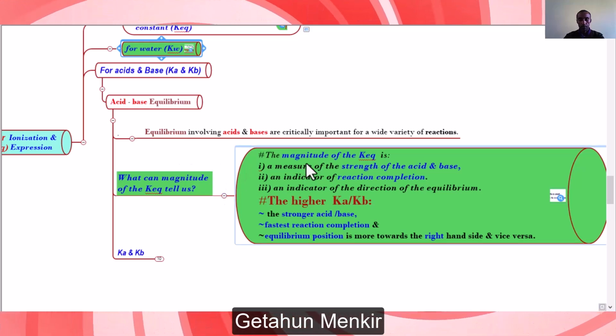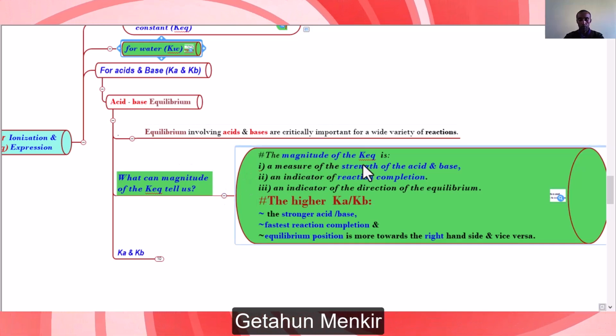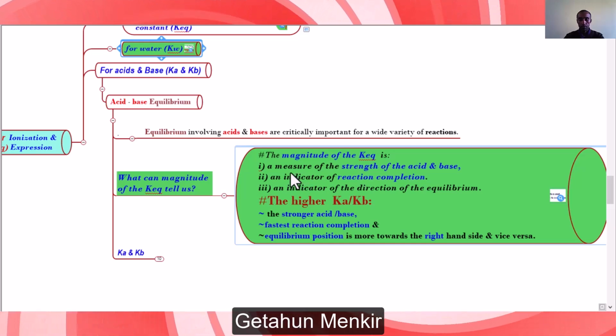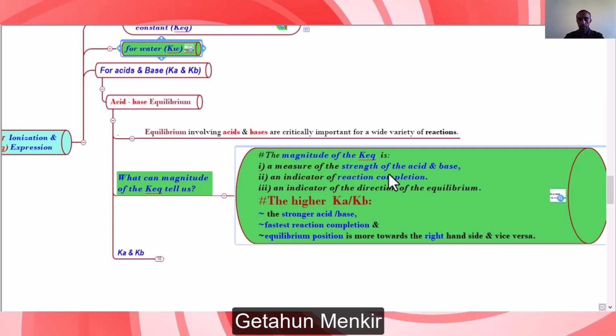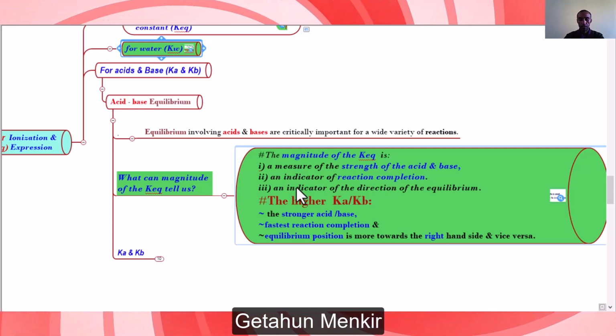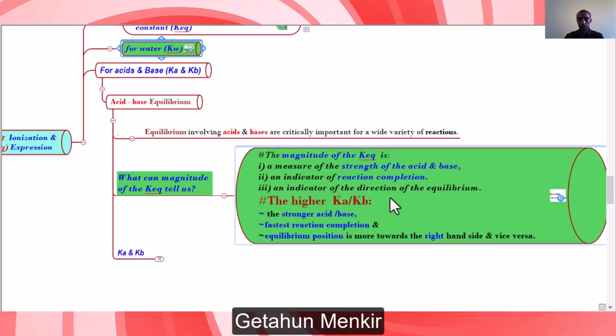From here, after calculating the magnitude of the equilibrium constant, it tells about three things. The first is it is a measure of the strength of acids and bases, it is an indicator of the reaction completion, and it is an indicator of the direction of the equilibrium.